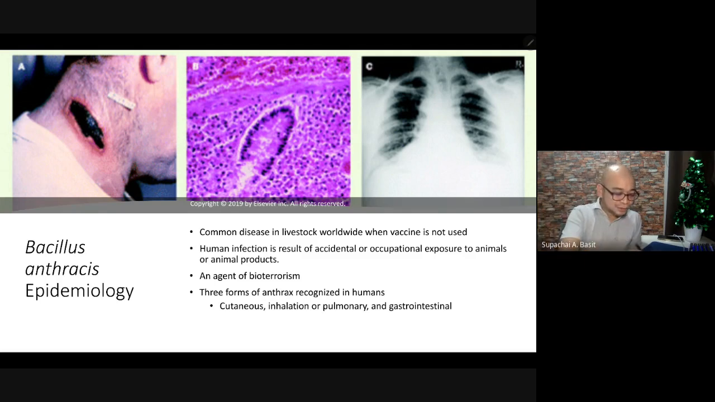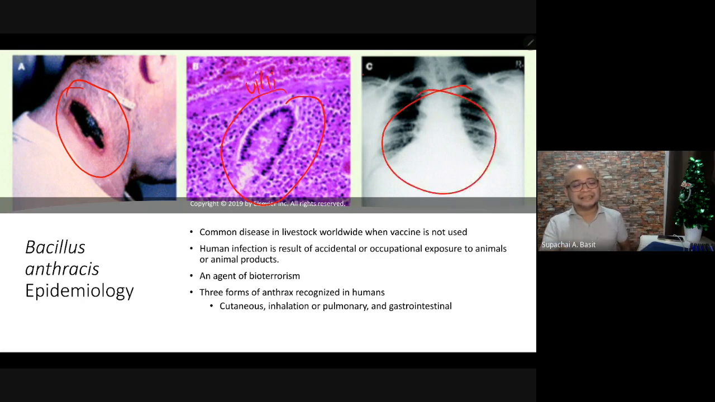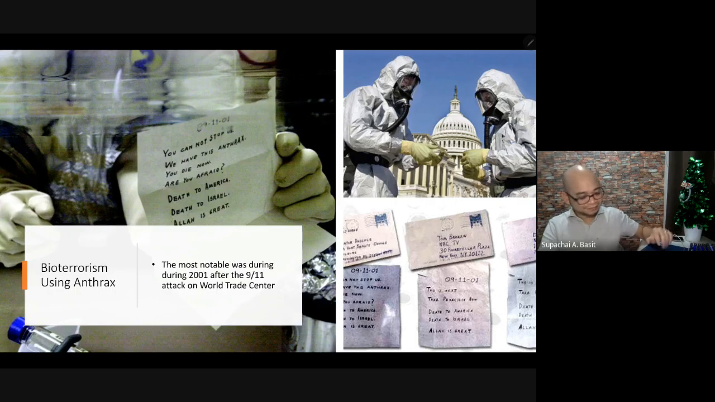There are three major forms, but now they have identified a fourth type. This is the cutaneous anthrax, and this is the intestinal anthrax, because this is the villi of the intestine, and then the pulmonary anthrax. They are using anthrax as an agent of bioterrorism. The most notable was in 2001, after the 9/11 attack on the World Trade Center.